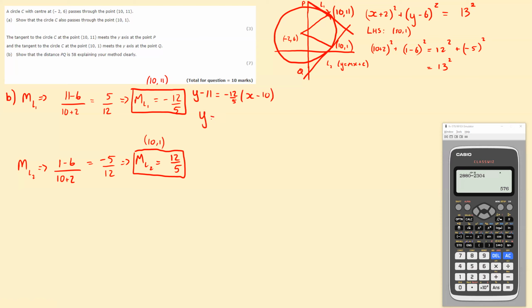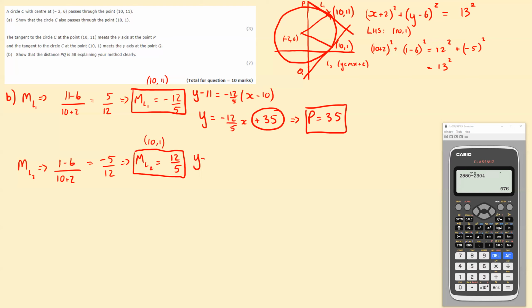So I've got y equals minus 12 over 5 x. Minus 12 times minus 10 is 120, divided by 5 is 24. And then 24 plus this 11 is positive 35. It's that number there that's super important for me because that tells me where the intercept is. That implies that p is 35. Stick that in a box, quite important.